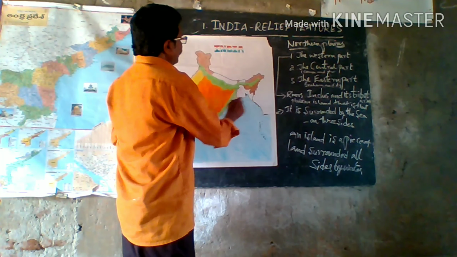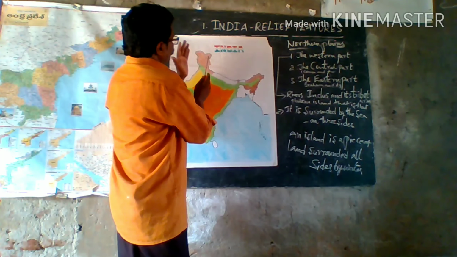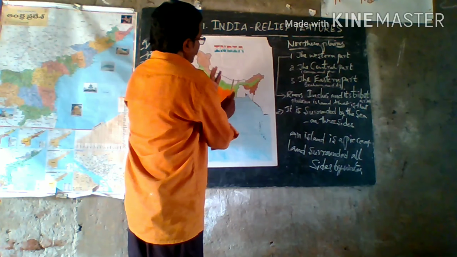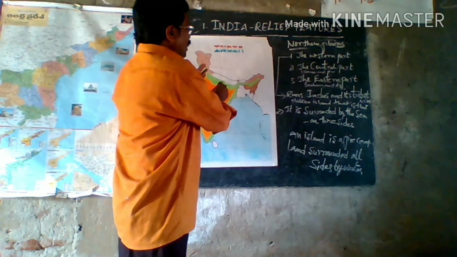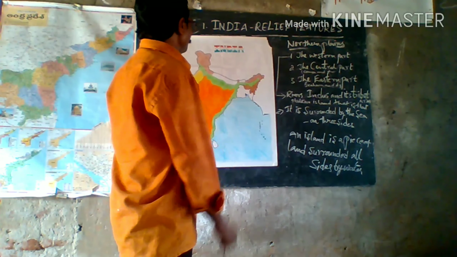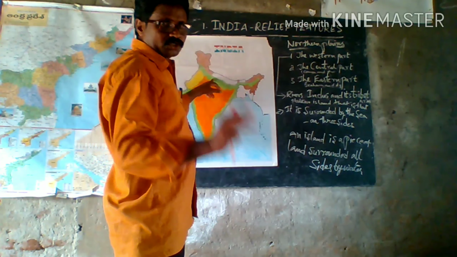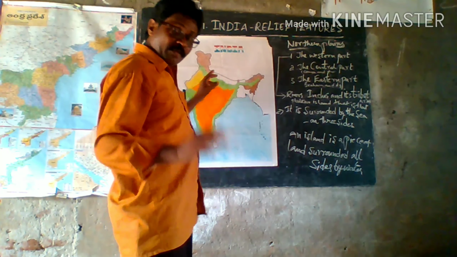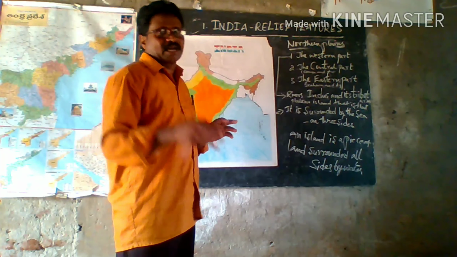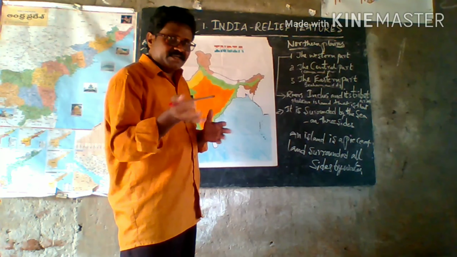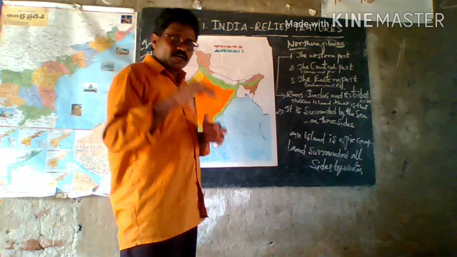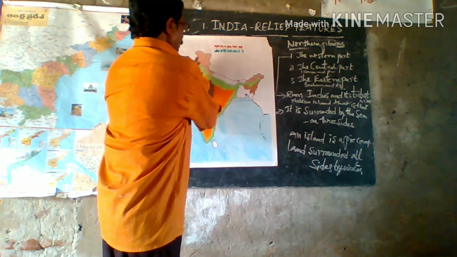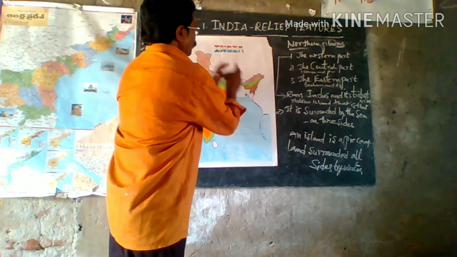These can be divided into how many parts? Western part, central part, and eastern part. The Himalayas can be divided into three parallel ranges, and the northern plains can also be divided into three parts. What are they? The western part, the central part, the eastern part.